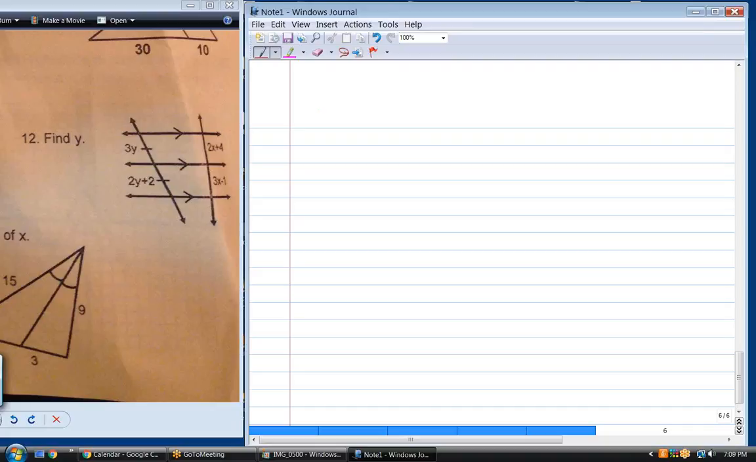What are you trying to solve for, y? Okay. Well, how about some ratios? You have 3y is to 2x plus 4 as 2y plus 2 is to 3x plus 1.